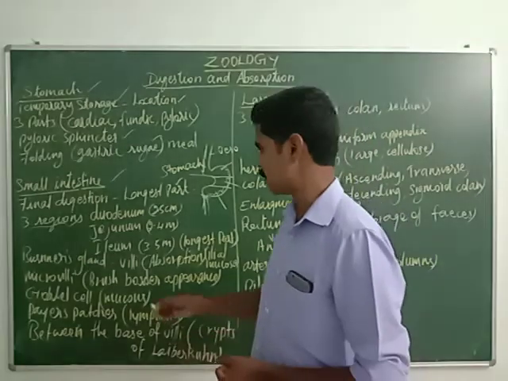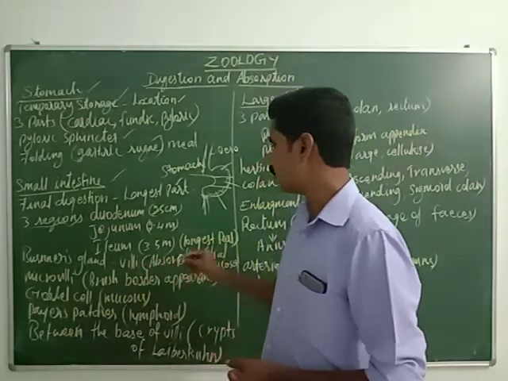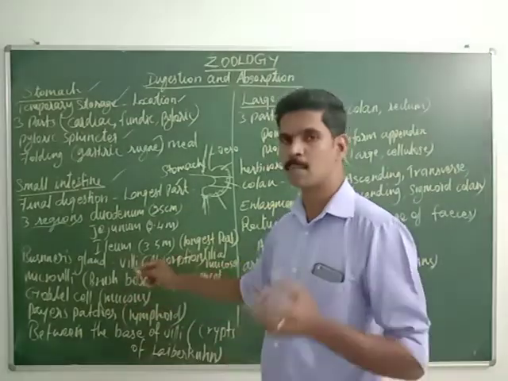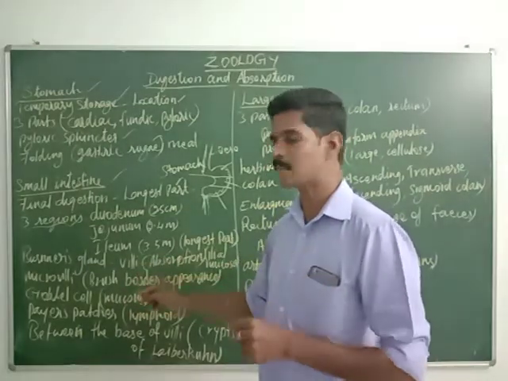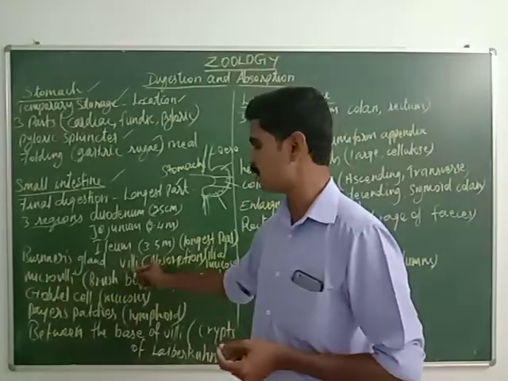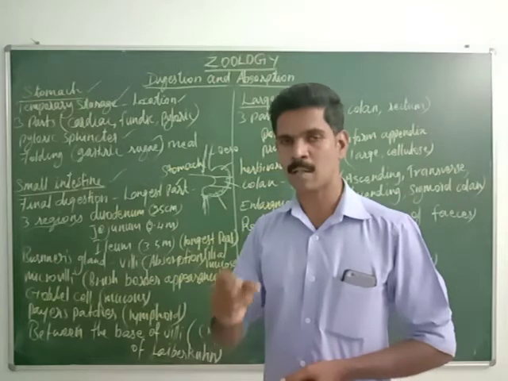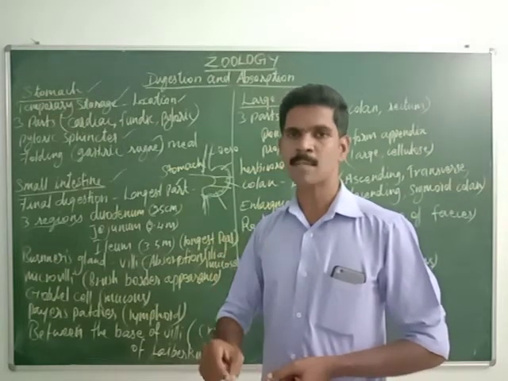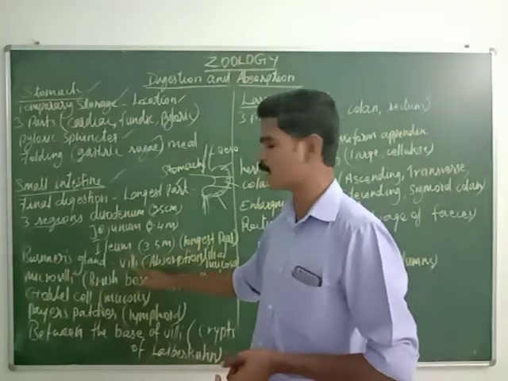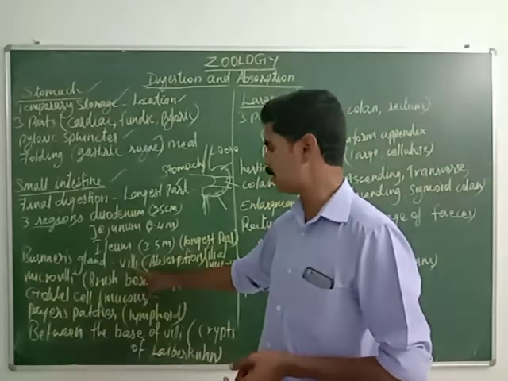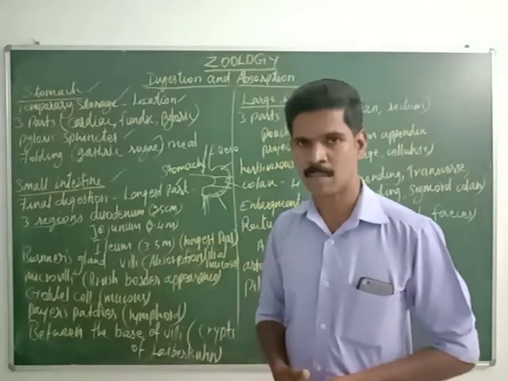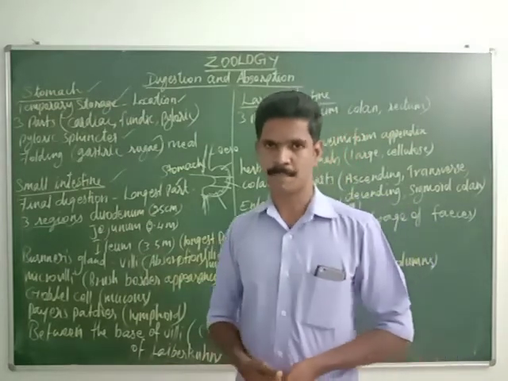Then the next point: the wall of the ileum, or the mucous membrane of the ileum region, consists of many small hair-like projections called villi. The mucous layer of the ileum region of the small intestine consists of a large number of these small hair-like structures, and the main function of the villi is absorption.